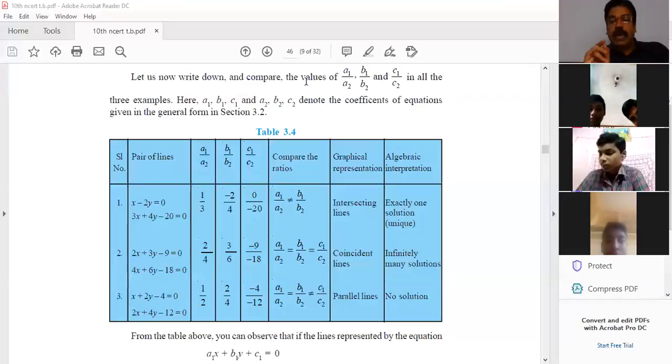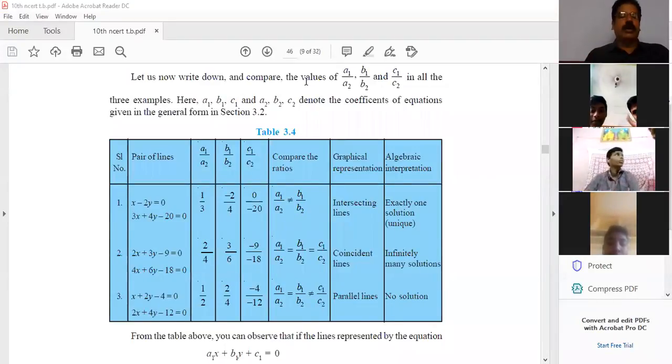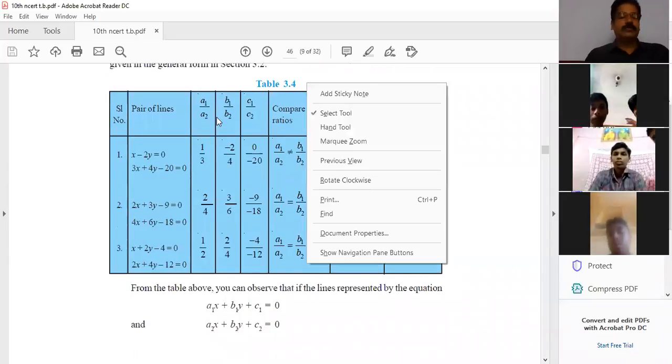Very good, very good. The algebraic interpretation is infinitely many solutions. Graphical representation is coincident lines. These conditions you have to remember. And now the third case is the third one.